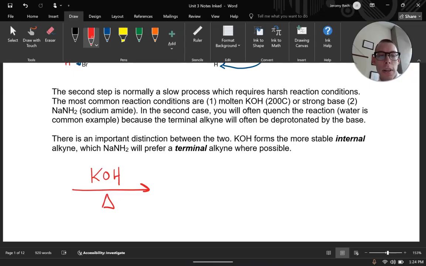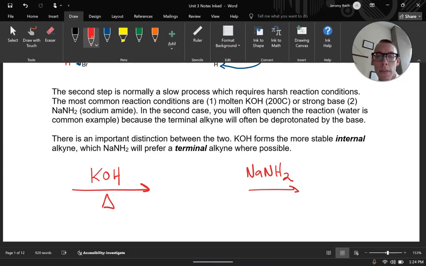The other typical example you might see is going to be your NaNH2. This is your sodium amide. Both of these are really, really strong basic conditions that are able to do an E2 type reaction.